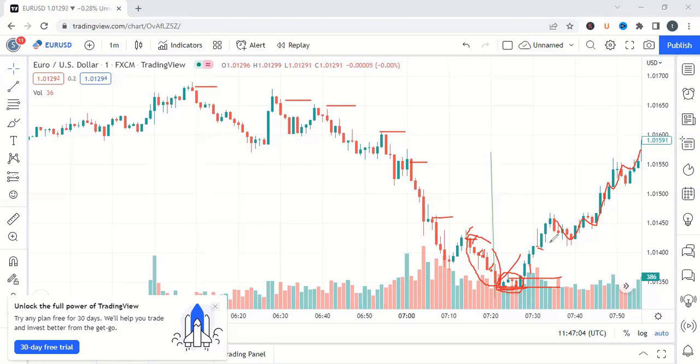So this is the pressure reading of candles and pressure reading of the total market. So try to practice on it.